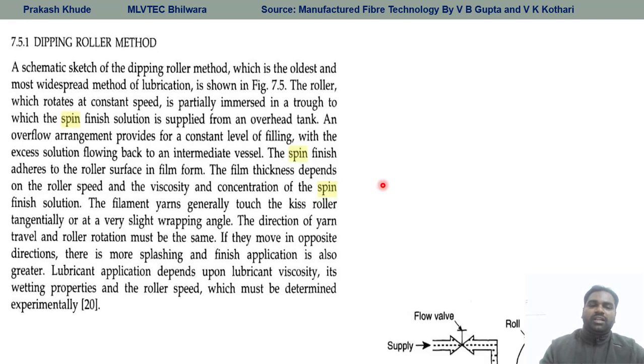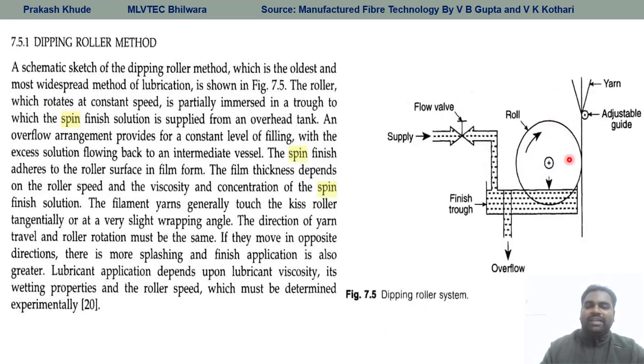The first technique is the dipping roller method. This is the schematic sketch of the dipping roller method. This is one of the oldest and most widely used methods for spin finish application.